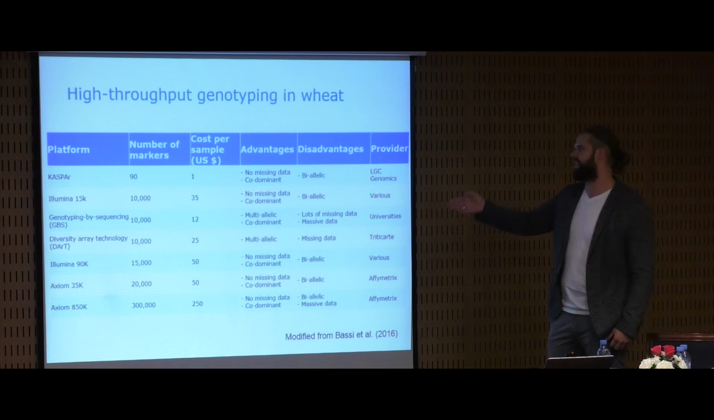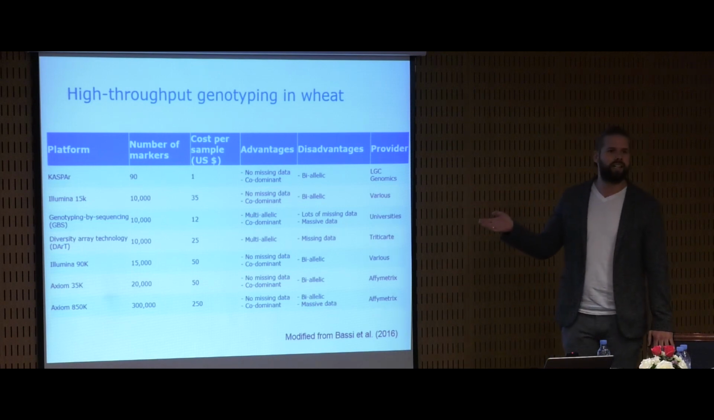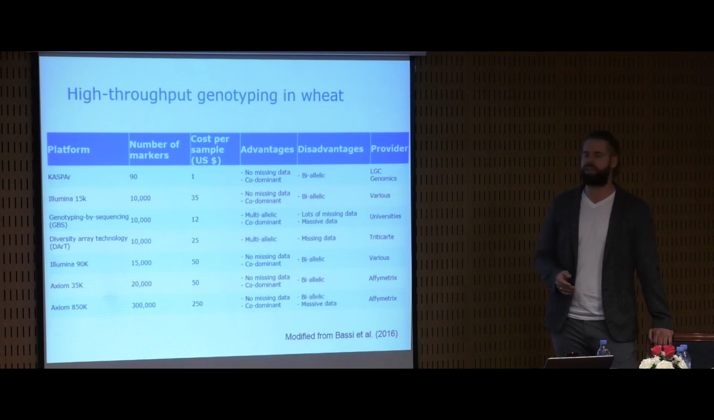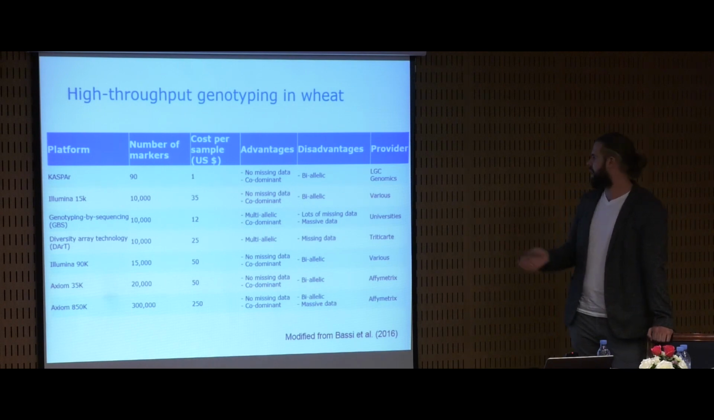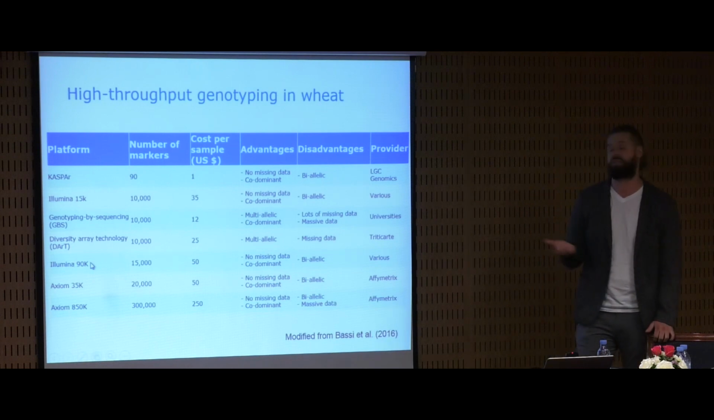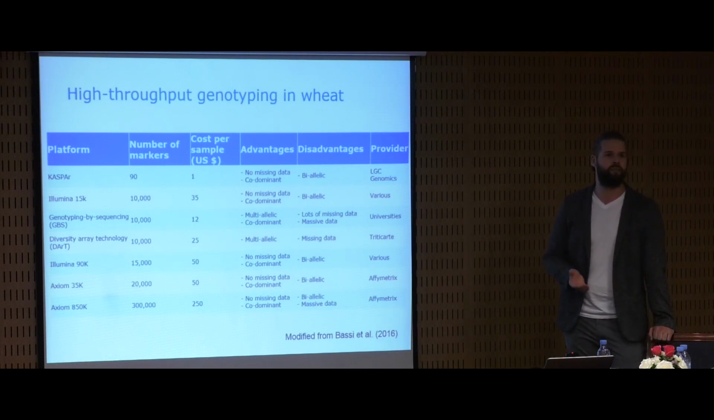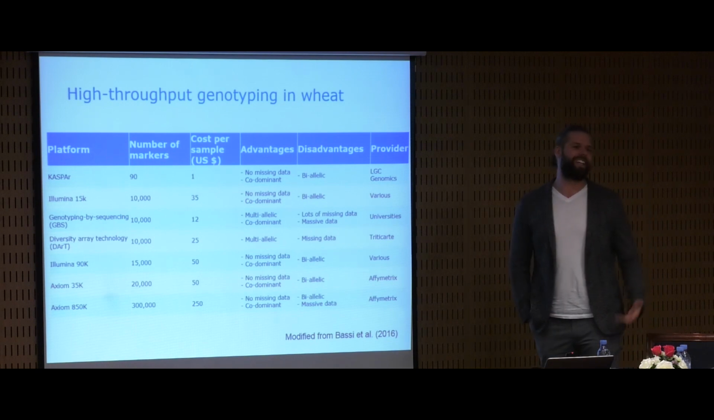You have different Illumina SNP genotyping arrays, the classical 90K array that has been really commonly, widely used, the improved version of it, the 15K array. We have different genotyping by sequencing platforms, mostly provided by universities. We have DArT markers, which I haven't been using so much until I moved to Australia. Australians love DArT markers. Well, yeah, they're pretty cheap.